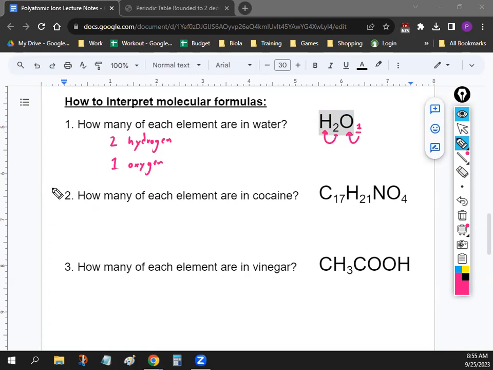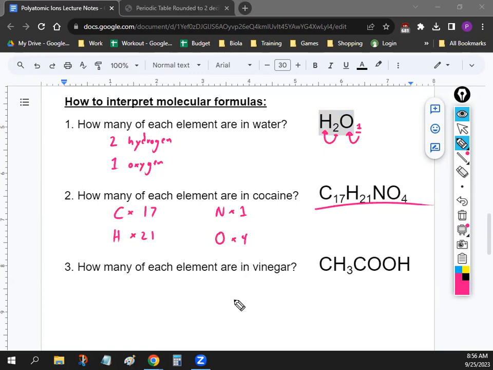All right, number 2, you guys don't need to write down. Just mentally, just kind of figure this out. Let's go over them, I guess, verbally. How many carbons do we have in cocaine? Yeah, 17. So there's 17 carbons in cocaine. How many hydrogens? Yeah, 21. How many nitrogens? 1. And we got 4 oxygens. Okay, so that's how many elements there are inside of this compound right here.